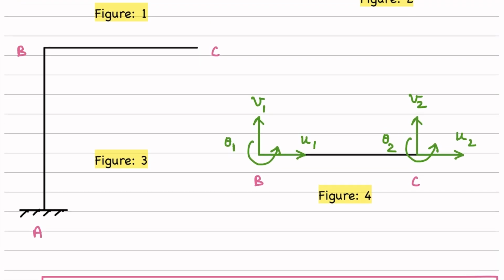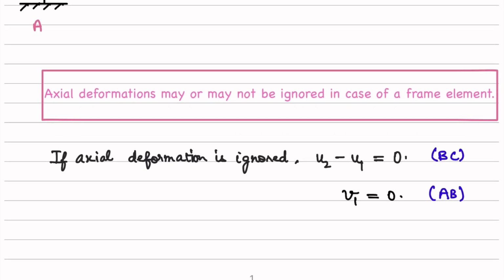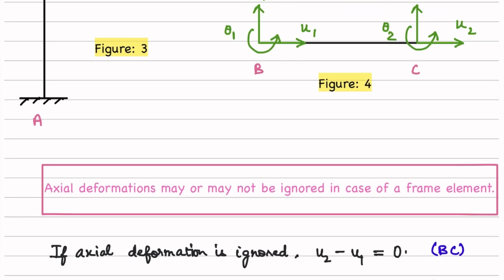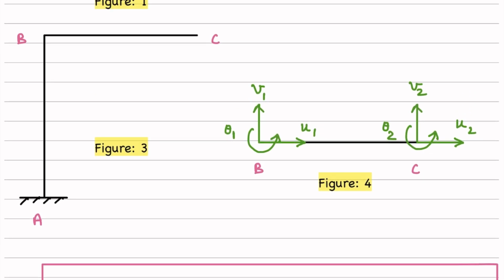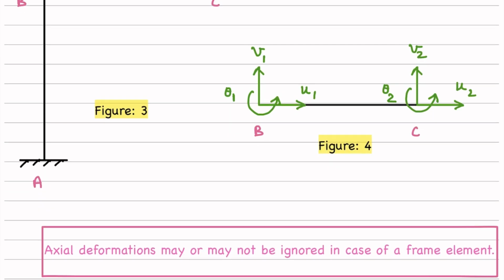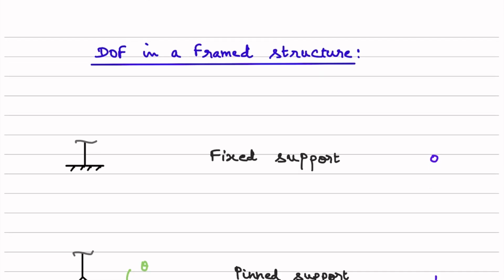What about the element AB? This is a fixed support, but this degree of freedom is usually there. If it is there, it means that this member undergoes a change in its length. So this shouldn't be there if we are ignoring axial deformations. Therefore, this particular degree of freedom V1 should be 0 for the element AB. Hope it gives some idea about what it means to ignore axial deformation. Anyway, we'll take up more problems later and see how it affects the kinematic indeterminacy.